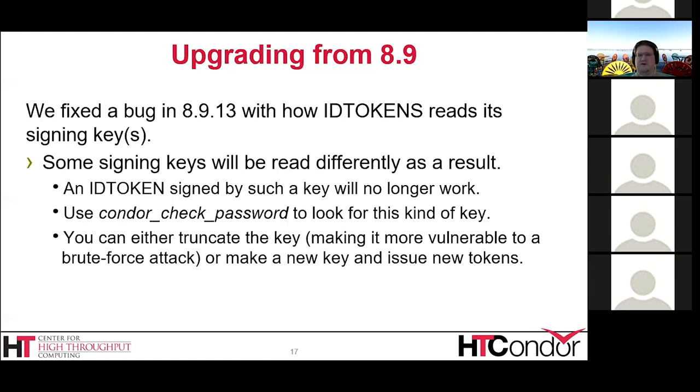We wrote a tool called condor_check_password to look for this kind of key. If it detects that kind of key, it'll tell you about two different options, and do one of them if you select it, which is to truncate the key. That has obvious security strength implications, right? The shorter the key is, the easier it is for an attacker to brute force your privacy and your security. Unfortunately, the only other option is to issue yourself a new key that's full length, and then reissue all of the old tokens, replace them with new tokens and redistribute them, which I understand is a pain, but there's nothing we can do about that. Sorry.